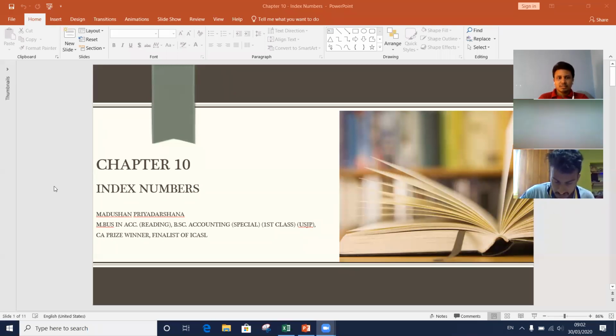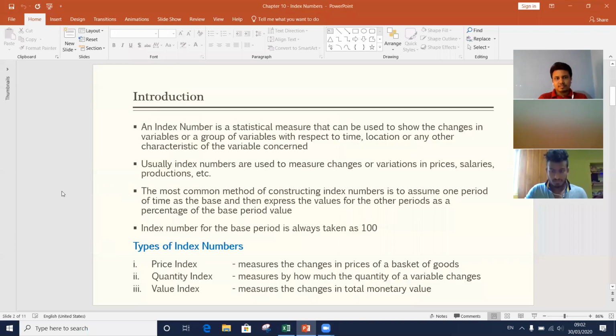So what is the purpose of these index numbers? What do you mean by index numbers? මොකද්ද මේ index numbers කියලා කියන්නේ? මොනවද ඒ වගේන් වෙන්නේ? Okay. Right. Here, look what it says in the first point. An index number is a statistical measure that can be used to show the changes in variables or a group of variables with respect to time, location, or any other characteristics of the variable concerned.